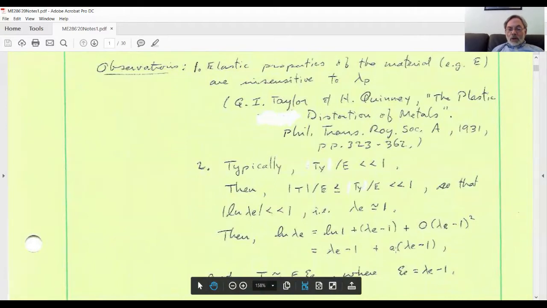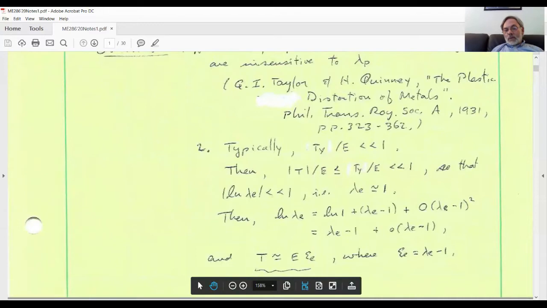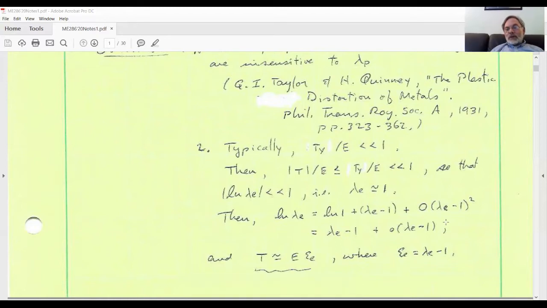This notation, small o, is a well-established notation. It's called a Landau symbol. It simply gathers together all the terms that are smaller than the linear term in the limit when the linear term goes to 0. So for example, small o of lambda_e minus 1 encapsulates the nonlinear term (lambda_e minus 1) squared, or (lambda_e minus 1) to any power which is greater than 1. Okay? Any term that goes to 0 faster than lambda_e minus 1.